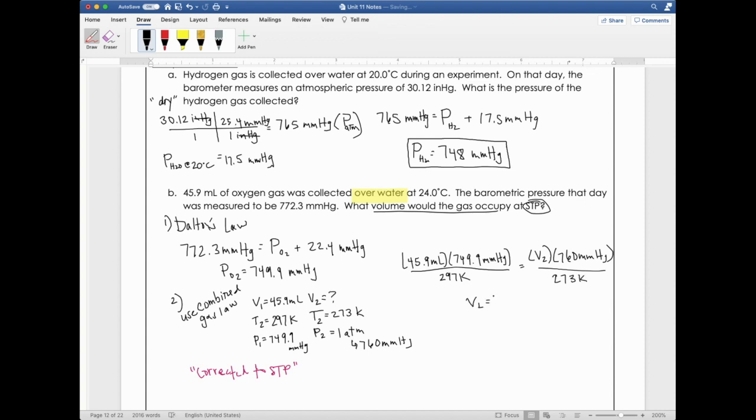Like I said, as long as you type this in the calculator correctly, you should get an answer of 41.6 milliliters. If you're having a hard time getting the answer, don't forget to ask me a question on how to type it into the calculator. Like I said, it's an easy fix. It's nothing to get overwhelmed with. That is Dalton's law of partial pressures and the combined gas law.